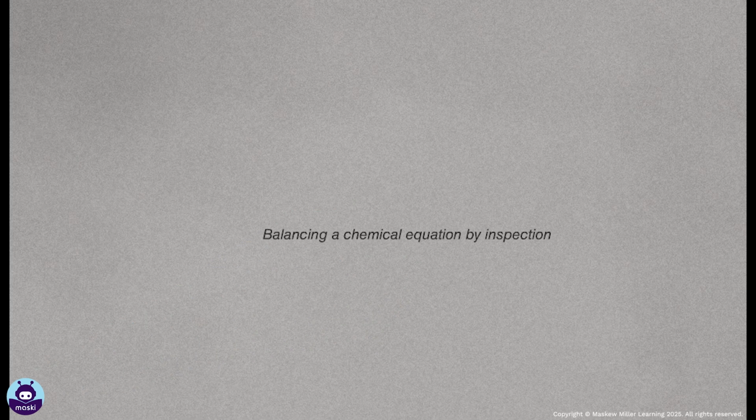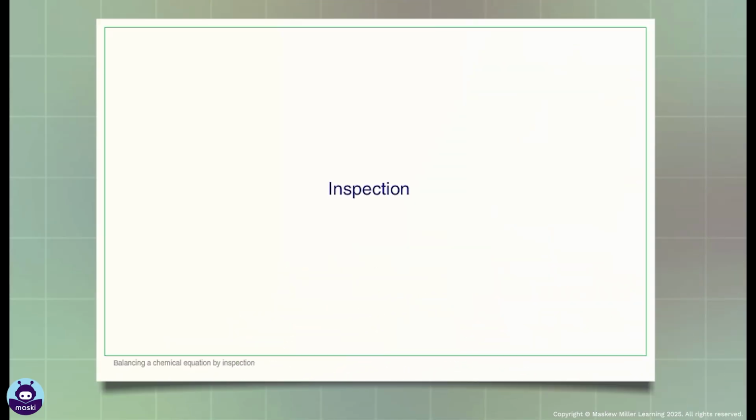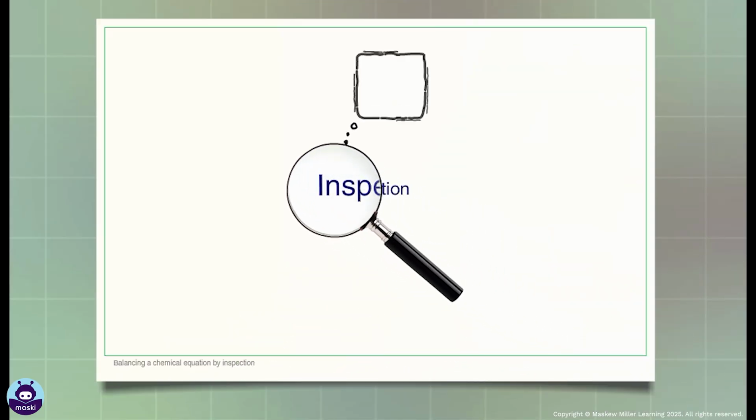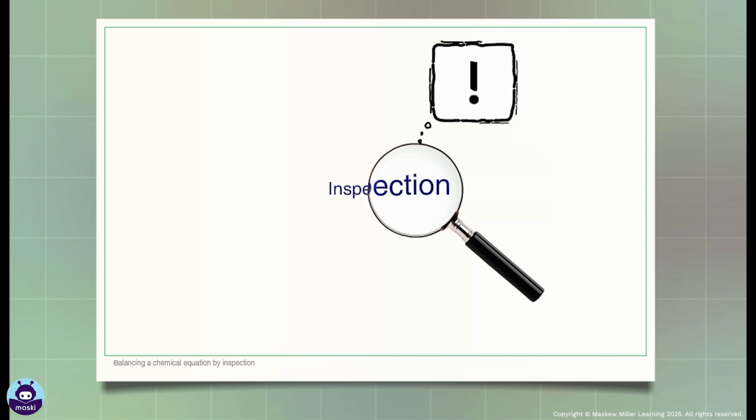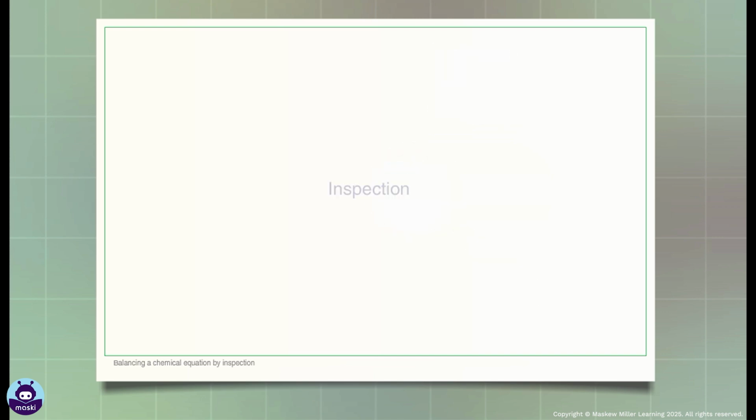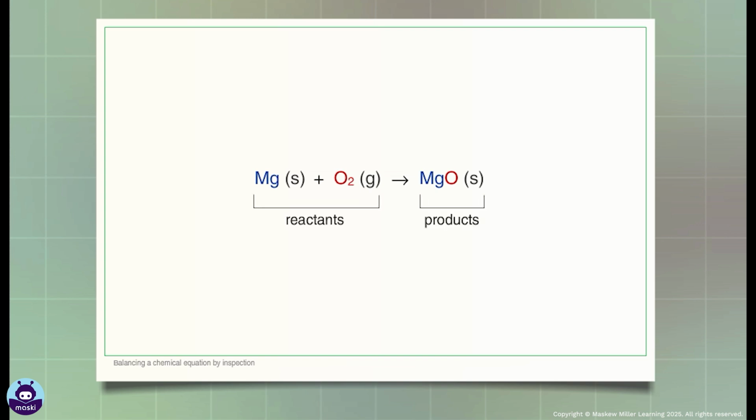Balancing a chemical equation by inspection. The third way of balancing a chemical equation is by inspection. We look at an unbalanced chemical equation of a reaction. Magnesium, solid, reacts with oxygen gas to give magnesium oxide solid. Mg solid plus O2 gas giving MgO solid.